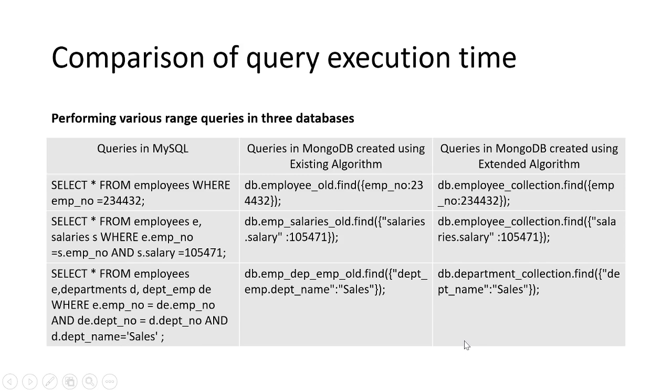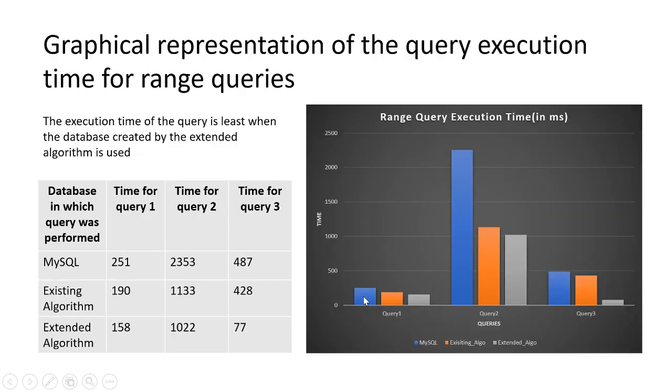So irrespective of the query, the time taken by the query to execute in MySQL was always higher than the time taken for the query to be executed in the MongoDB collection, which was created by algorithm 1. And further, the time taken for the query execution in algorithm 2 was less than the other two.